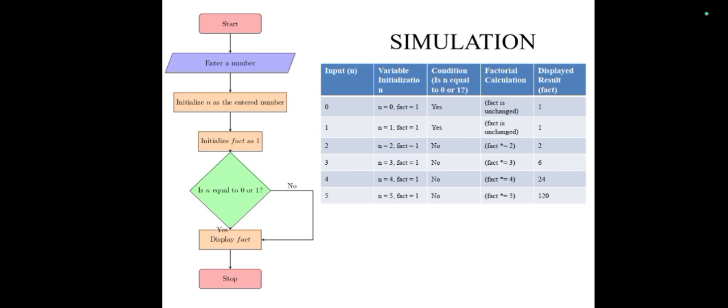The second to the last example, I inputted the number 4. n is set to 4 and fact is set to 1. The condition is not met because 4 is not equal to 0 or 1. Fact is updated by multiplying by n. Now, the factorial of 4 is 24, so we are going to display the result 24.